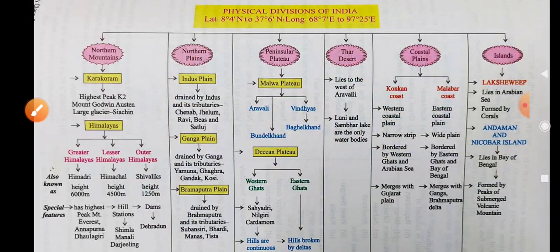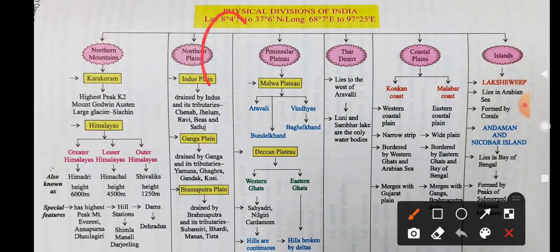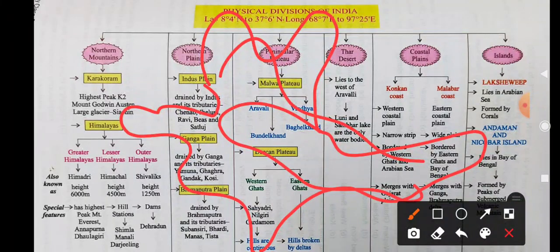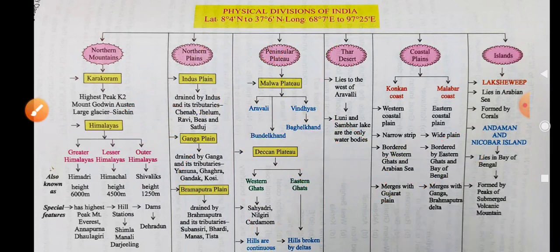Second one, after the Himalaya mountain in India, just like this is the map of India. So you know that here it is the Himalaya. After the Himalaya there is a part, and this part is completely named the plain. It is also called the northern plain, and this plain is divided on the basis of rivers. Along with the river it is named differently.